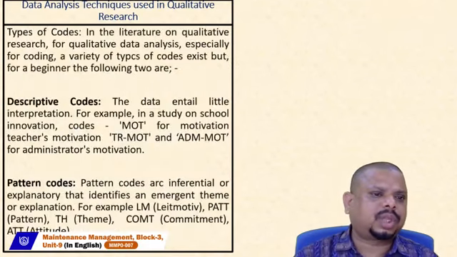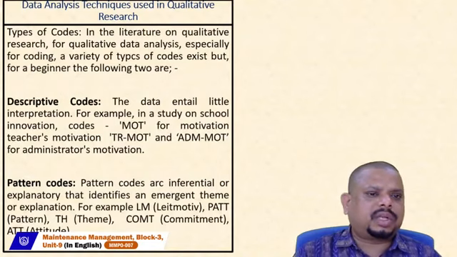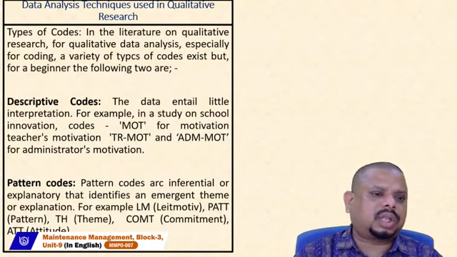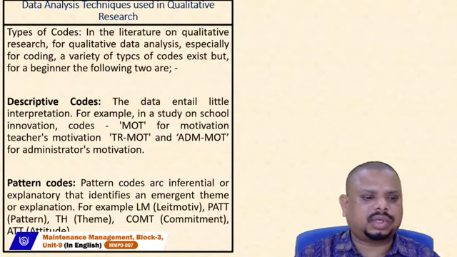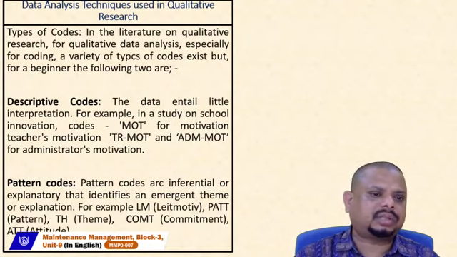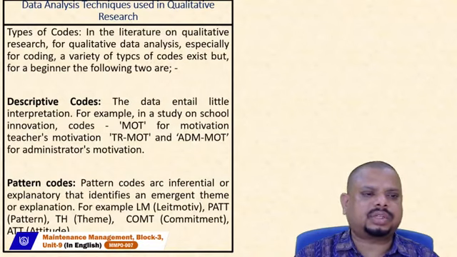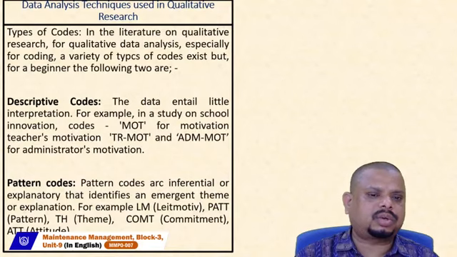Moving to the next one. After codification, we have to understand the different classifications of codes. In the literature of qualitative research, for qualitative data analysis, especially for coding, a variety of types of codes exist, but for beginners, it is of two types. The first is descriptive codes and the second is pattern codes. So let's understand what descriptive codes are.